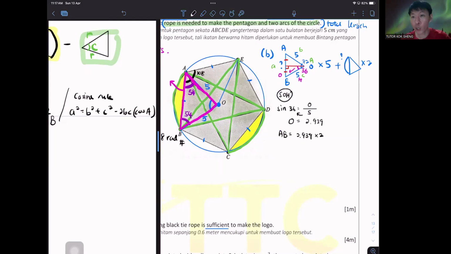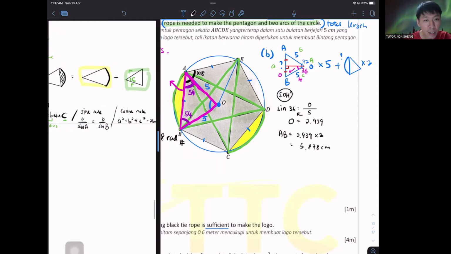So then times 2, because we cut in half, right? 2.939 times 2. We should get one straight line. 5.878. Okay, so this one done. This is for one straight line. Later have to times 5. Okay, continue.